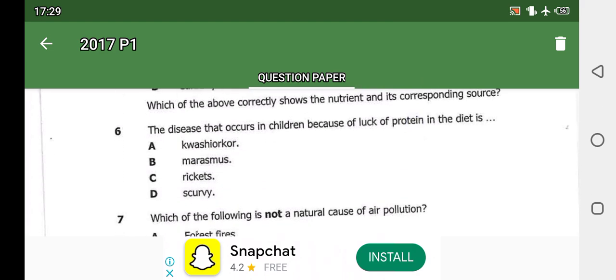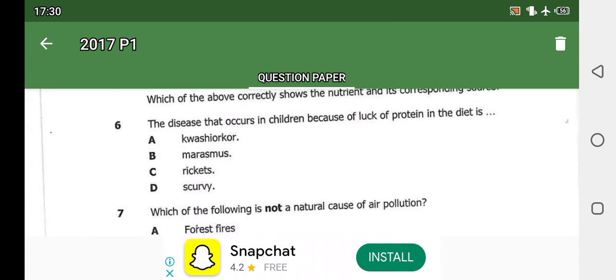The disease that occurs in a child because of lack of protein in the diet is... Scurvy is a lack of vitamin C. Rickets is caused by lack of vitamin D and calcium mineral. Marasmus occurs when you have insufficient carbohydrates. Kwashiorkor, that is the best answer. That's the best answer. Kwashiorkor, which is A.